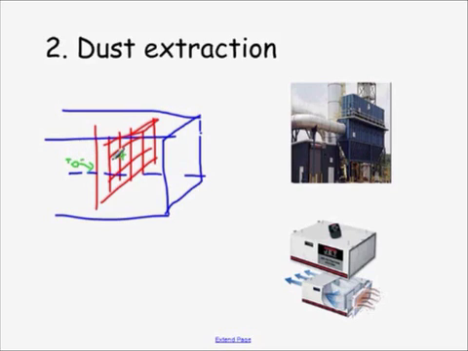Negative is closer to the positive, so it's going to attract stronger than it's going to repel, and then you actually get dust stuck all around the grill. So little dust particles are attached to the grill, and none gets through. So that is dust extraction.